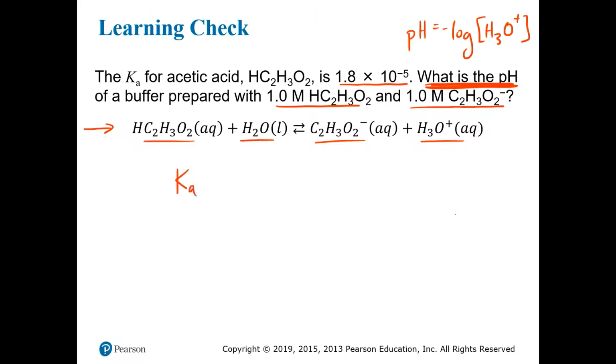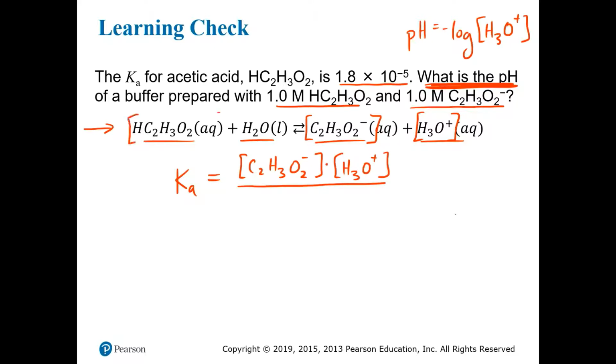So we would begin with the acid dissociation constant, Ka, which is going to equal the concentrations of the products, acetate and hydronium, multiplied together, divided by the concentrations of the reactants, in this case acetic acid, and we would leave out water again since it's in the liquid state. So this is our expression for the equilibrium constant, or in this case it's really called an acid dissociation constant. And now we just need to solve for hydronium.